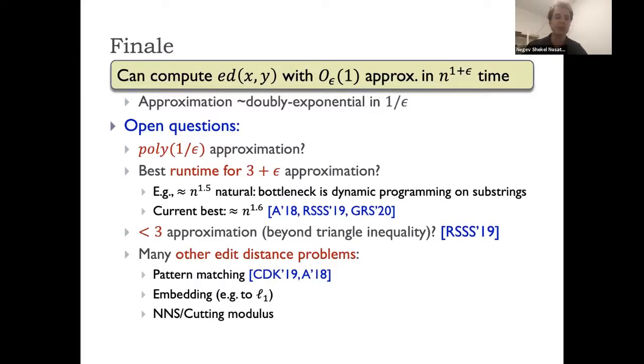I don't have time to cover all the open questions, but I think the most interesting ones are the last two. First, can one do better than 3 approximation? And for that, one would need to go beyond triangle inequality. And I think the other most interesting open question is, what about nearest neighbor search, where the difference between the lower bound and the upper bound is pretty big. I think it's a very interesting question to look at. Thank you very much. I ran out of time, so I'm happy to take any questions right now.